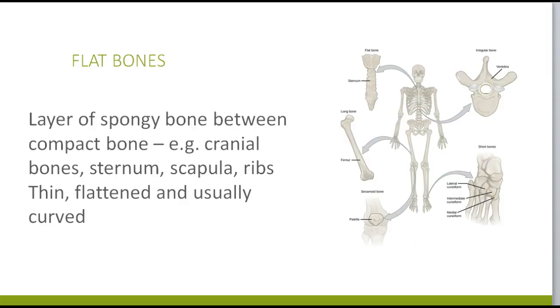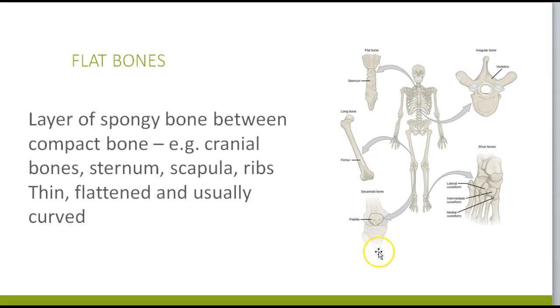Okay, so from short bones we go to flat bones. So flat bones, they're layers of spongy bone between compact bone. An example would be the cranial bones, so the bones in your head, your sternum, your scapula, your ribs, and they can be thin or flattened, but they tend to be slightly curved. And if we look at our little diagram here, we've got the sternum, and a flat bone at the top of the sternum, which keeps our ribs all attached to the middle of our chest.